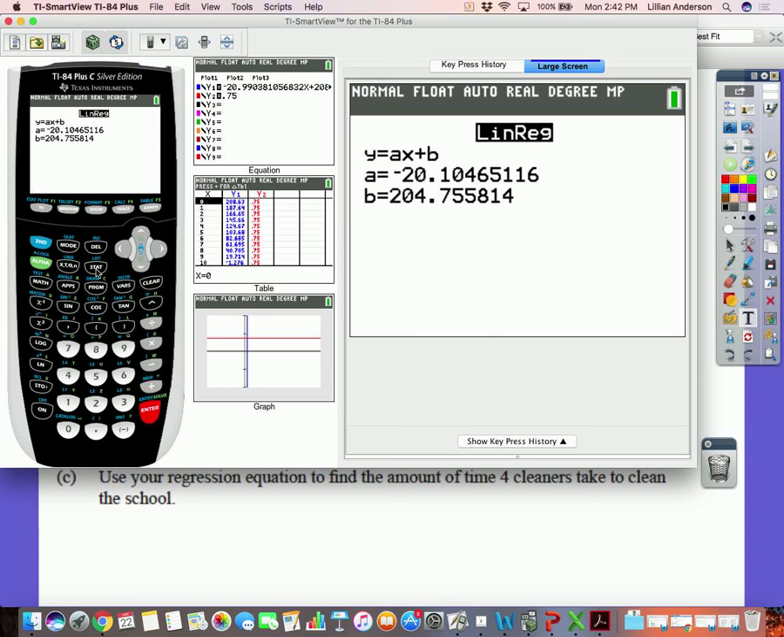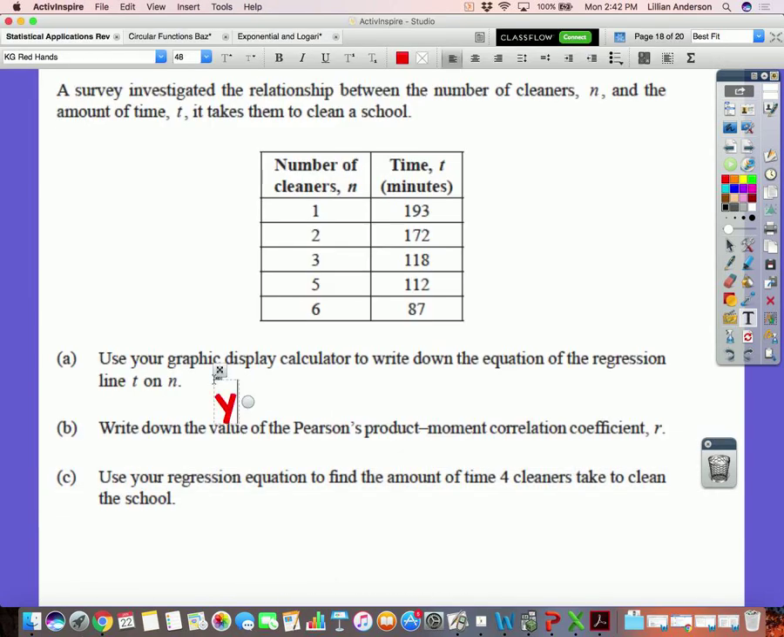Okay. So now our equation, it sets it up for you. My equation from our regression line is what? Y equals what? 205? Okay, that is the rounded answer there. That's what you would write down.